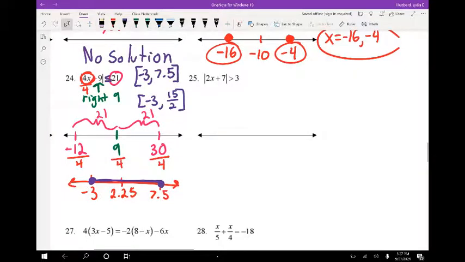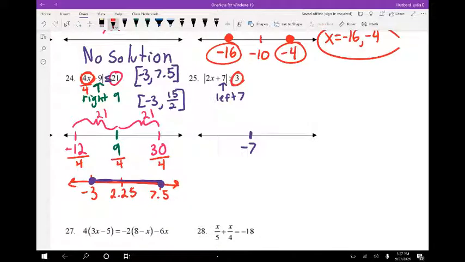Okay, moving on to 25. So again, we don't have a number out front, so we can go ahead. We have our absolute value bars alone. We can start solving. So we're going to start here. Remember, opposite of what we think. So this is actually going to the left 7, which means we're actually starting at a -7.